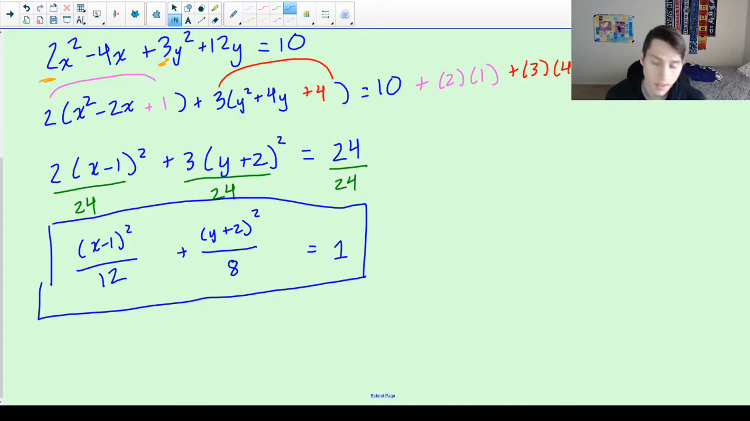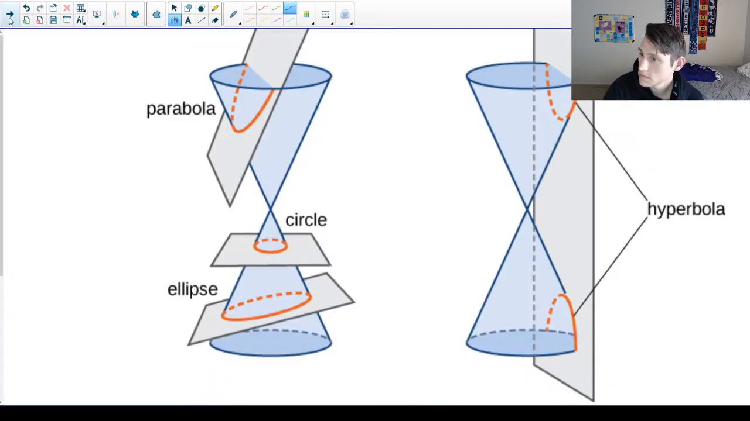Okay, so let's talk more about our other ones then. All right, so we've done ellipse and circle. So our next option is parabola. If we slice through the cone at an angle, then we get this parabolic shape. And then lastly, we have a hyperbola. If we cut at an angle steep enough that it cuts through both the top and bottom cone, then it ends up as a hyperbola.